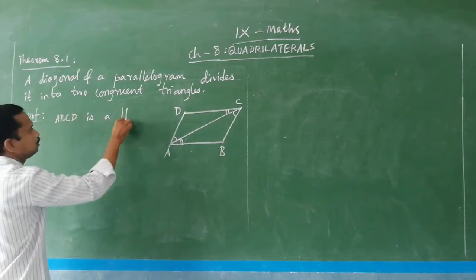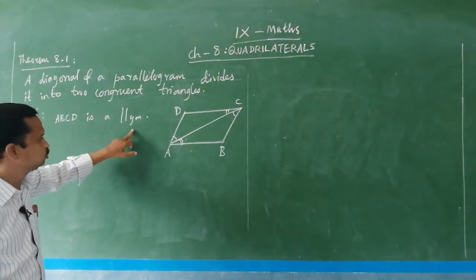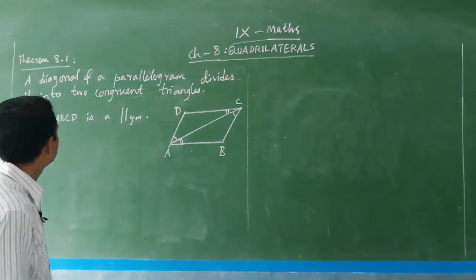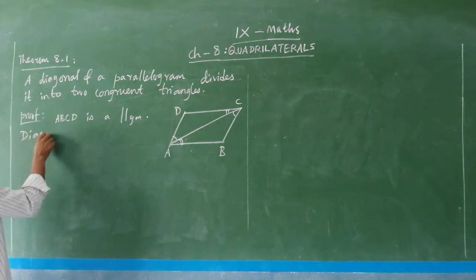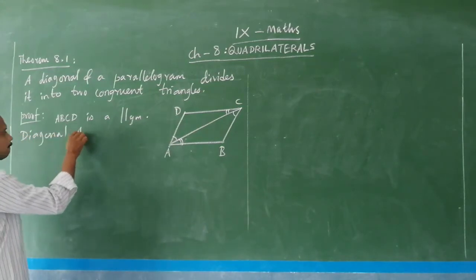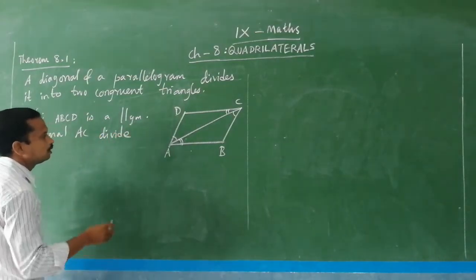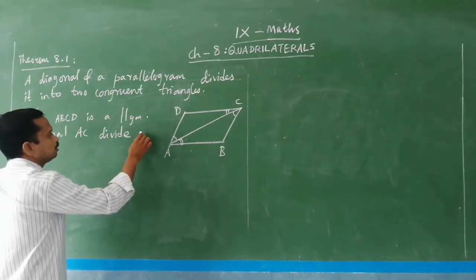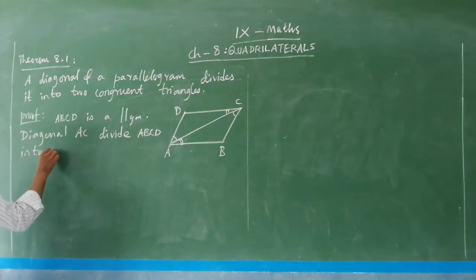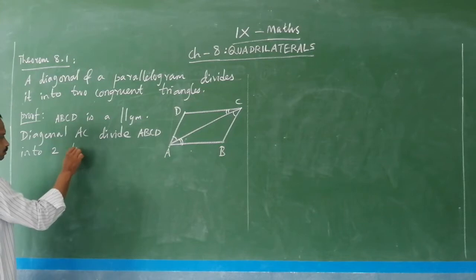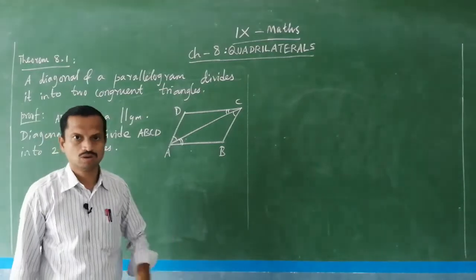ABCD is a parallelogram. The short form to write parallelogram: put the parallel symbol and gm, that is parallelogram. So, ABCD is a parallelogram, diagonal AC divides ABCD into two triangles, and we have to prove that these two triangles are congruent triangles.